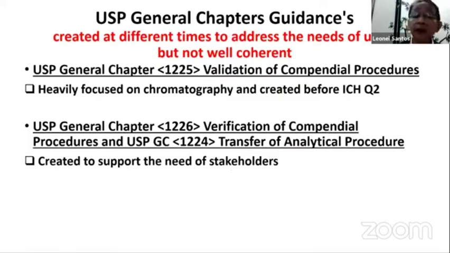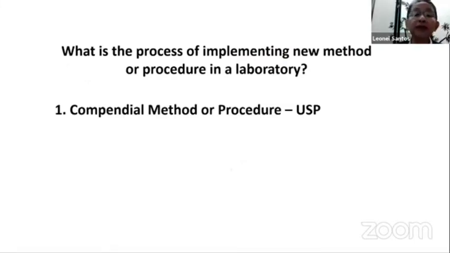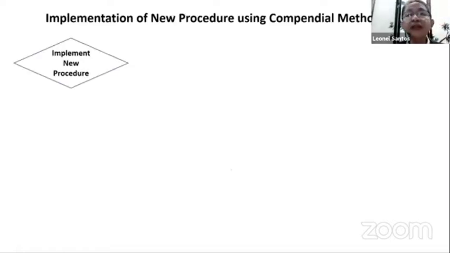Now, USP General Chapter 1226, which is the verification of compendial procedures, was created to support the needs of the stakeholders, and the General Chapter 1224, which is the transfer of analytical procedure, is the one that has been recently added as a general chapter, because for many years, organizations just moved one method or procedure from one site to another without much formal process. So what is the process of implementing a new method in a laboratory, either compendial or alternate or harmonized? So this next slide will describe to you the process.